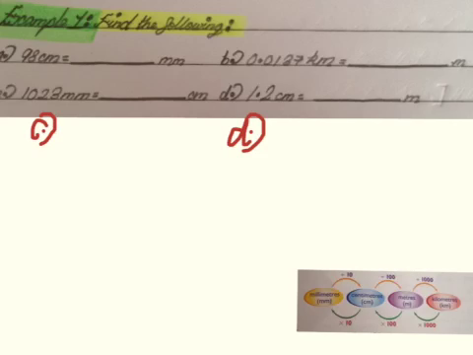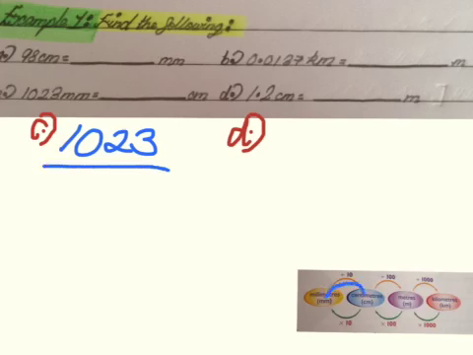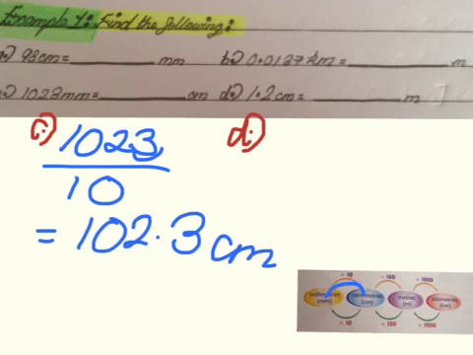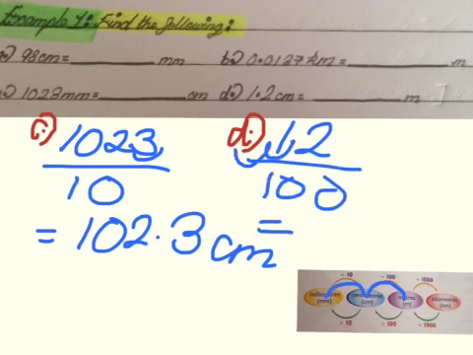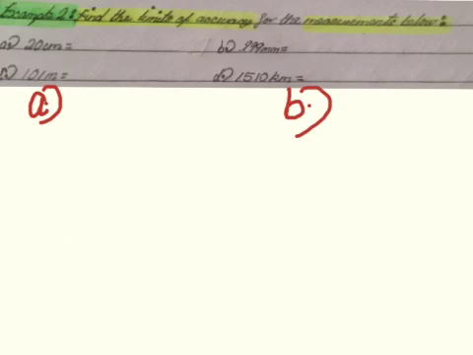Example 1, we're still continuing. Part C, 1023 millimeters into centimeters. Now we're seeing that millimeters into centimeters is divided by 10. So we divide this by 10, which gives 102.3 centimeters. Now we get along with part D, the last but not the least. 1.2 centimeters into meters. Centimeters to meters, so we can see it is divided by 100. 1.2 divided by 100 gives us the answer of 0.012 meters.